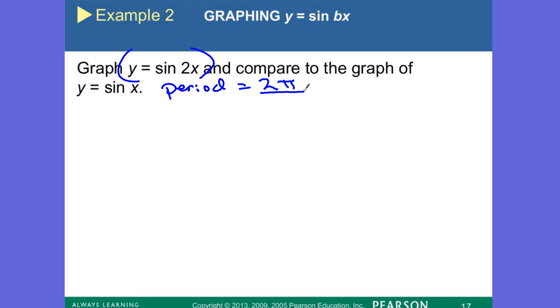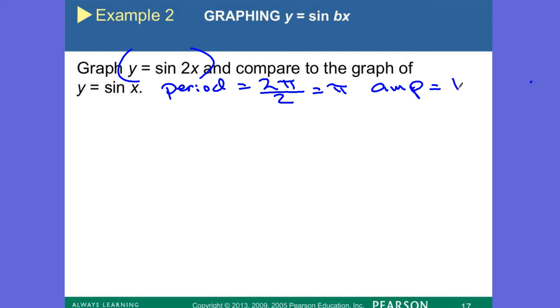So it's going to be 2 pi over 2, right? Yes, sir, which is just pi. Amplitude is 1.